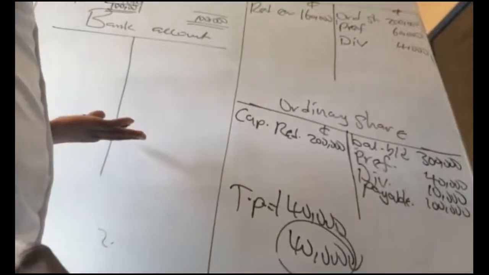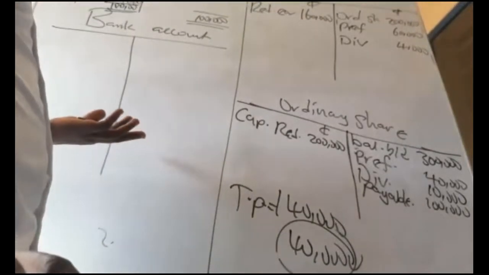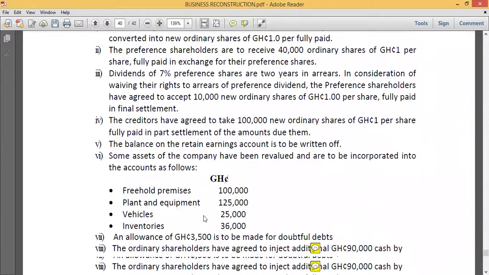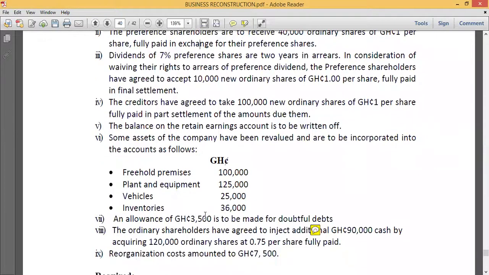Have you seen? Yes, and you're about to finish. So this one, everybody should answer this question for me. Now, note 6. Some of the assets of the company have been revalued. So let's compare those that have a gain. Try it.